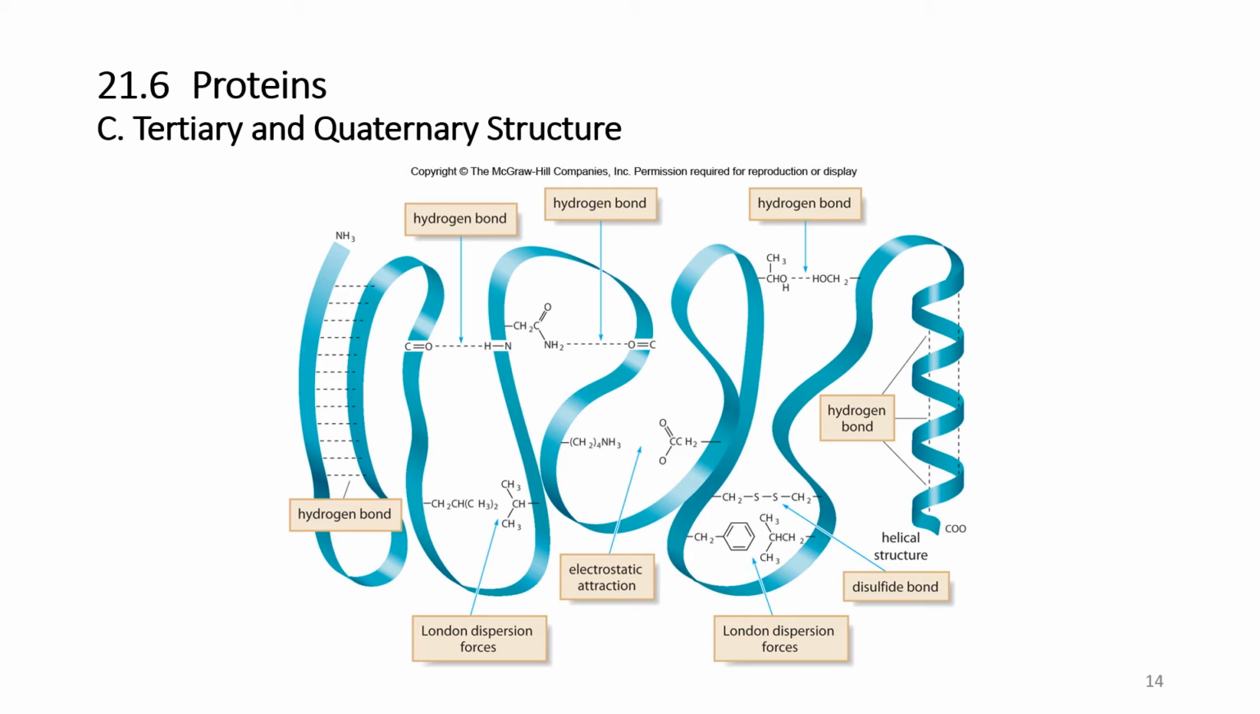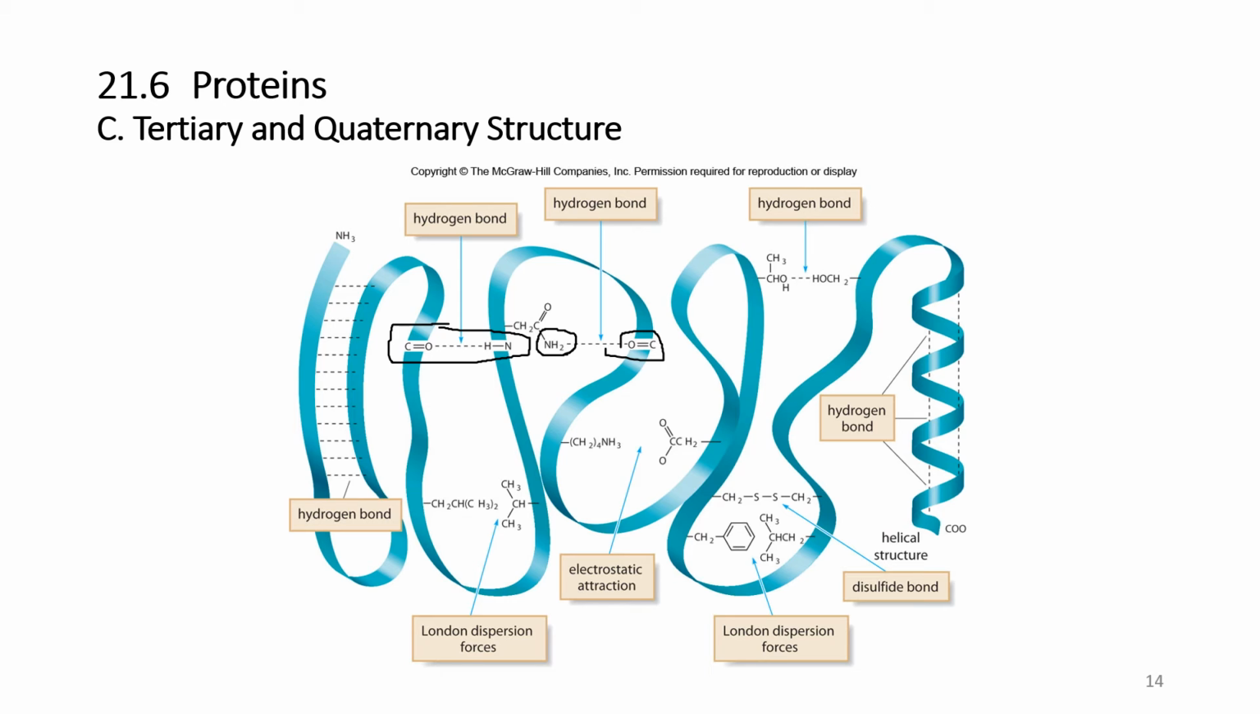So this is an example. I think this is only one polypeptide, but it shows some of these interactions that we've just been talking about. Here's a hydrogen bond between a carbonyl carbon in the backbone with hydrogen that's bonded to amino nitrogen in the backbone. Here's an interaction between an amino group in a side chain with a carbonyl group in the backbone. Hydrogen bonding, of course.